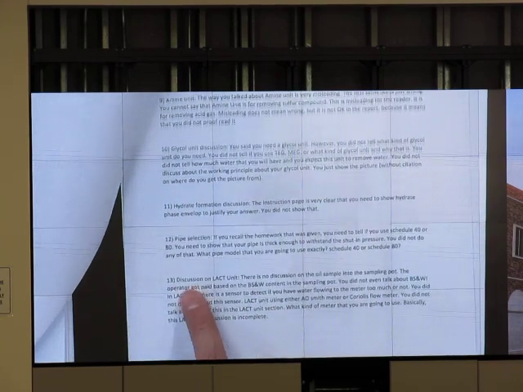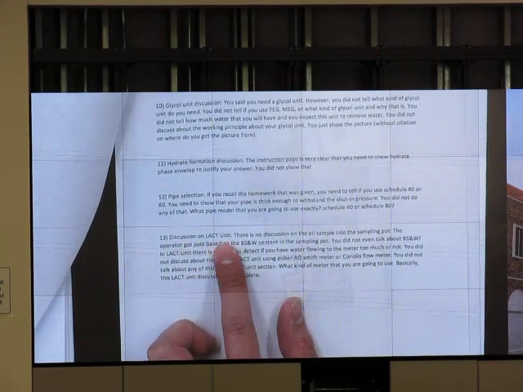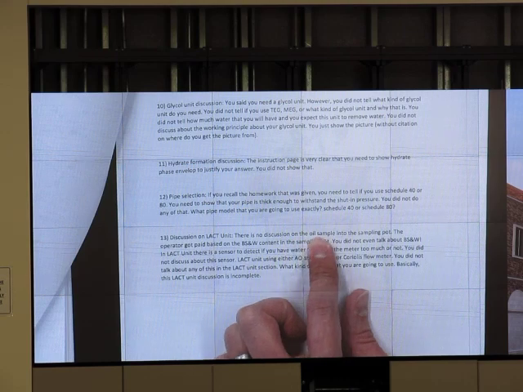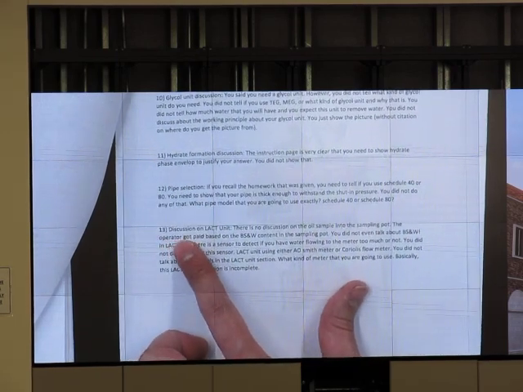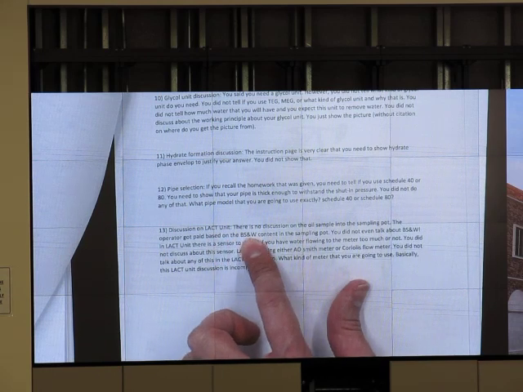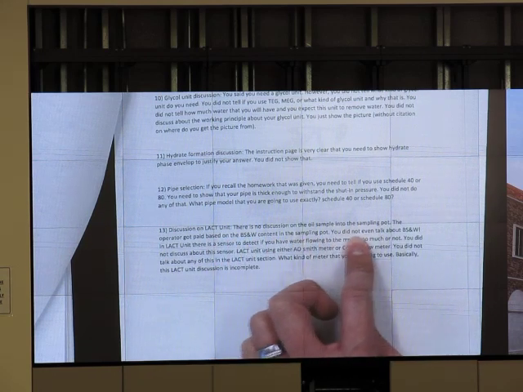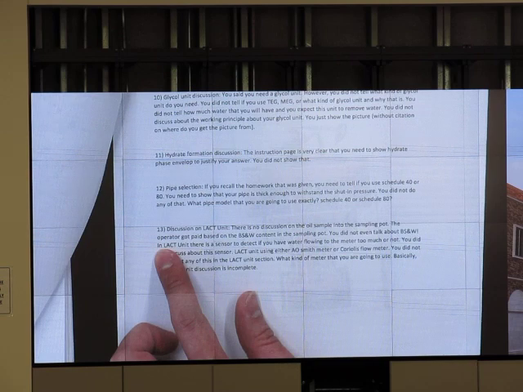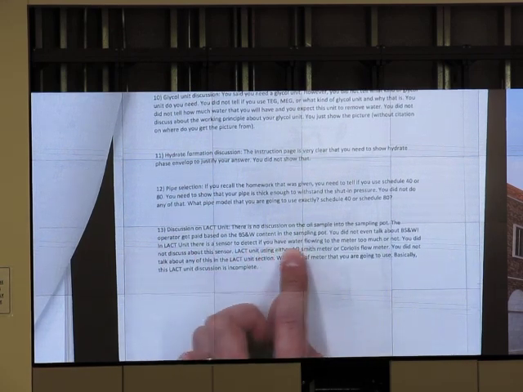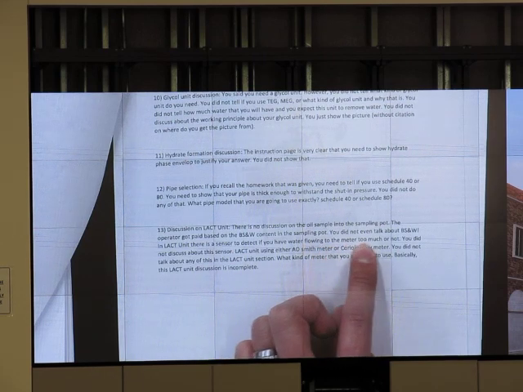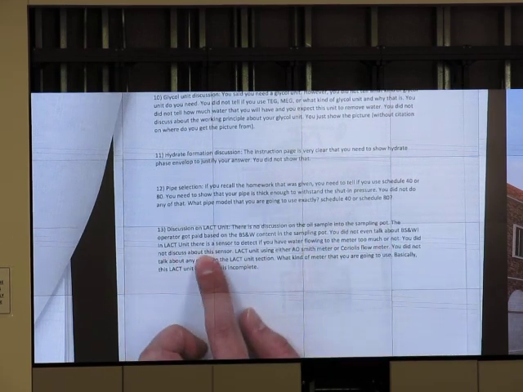Pipe size, discussion on the lag unit. Okay. There's no discussion on the oil sample in the sampling part. The operator gets paid based on the BSW content in the sampling part. We did not even talk about BSW in the lag unit. There is a sensor to detect if you have too much water flowing to the meter or not. You did not discuss this sensor.